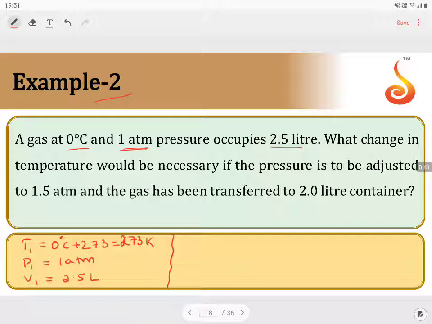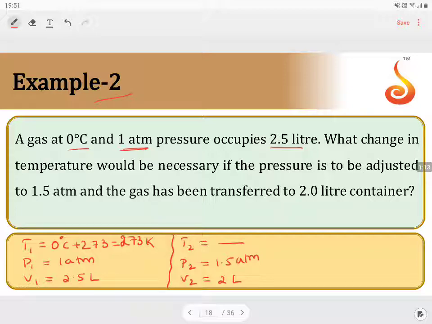And what change in the temperature? They are asking what change in the temperature would be necessary if the pressure is to be adjusted to 1.5 atmosphere, and the gas has been transferred to a 2-liter container. So you have changed the volume also. Now there are two different containers in which the experiment is being taken. You are measuring the gas at two different experimental conditions.